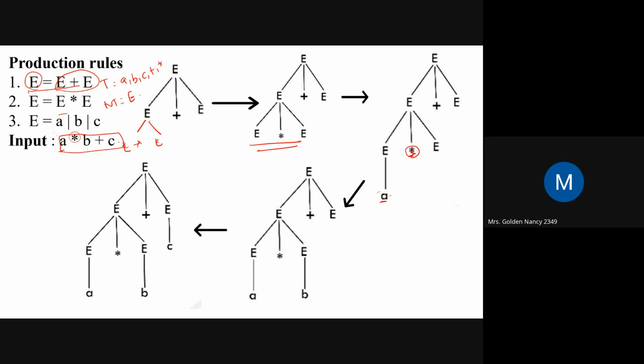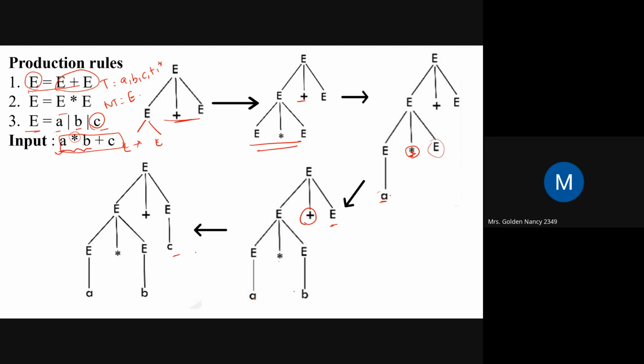Then I need b plus c. How can I generate this? This E is converted into b. How? E can be small a, small b, small c, right? So I have generated this b. Now I have generated these three things, a star b. I need only plus and c. Here the plus is already there, which was generated the first time. So now I need only c. From production number 3, I generated c.